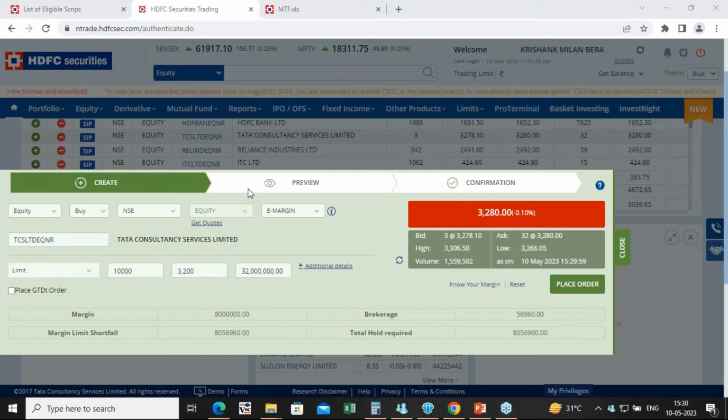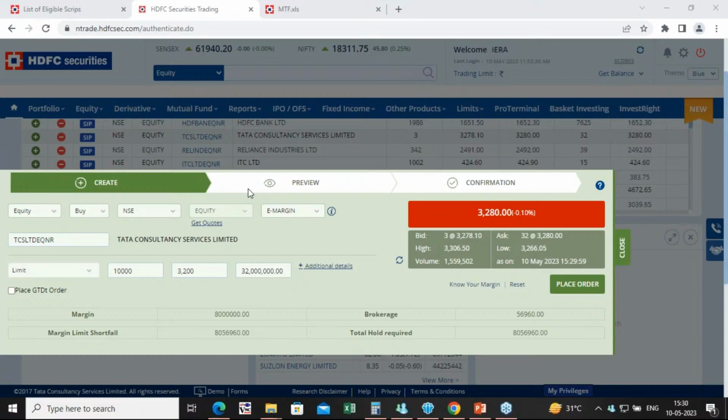Okay, Mohammed sir, first of all, I will answer your first question: what is the difference between margin and e-margin. Basically, margin is for futures and options, and e-margin is for equity. So if you want to place a trade in equity, you have to click on the equity e-margin. E stands for equity.